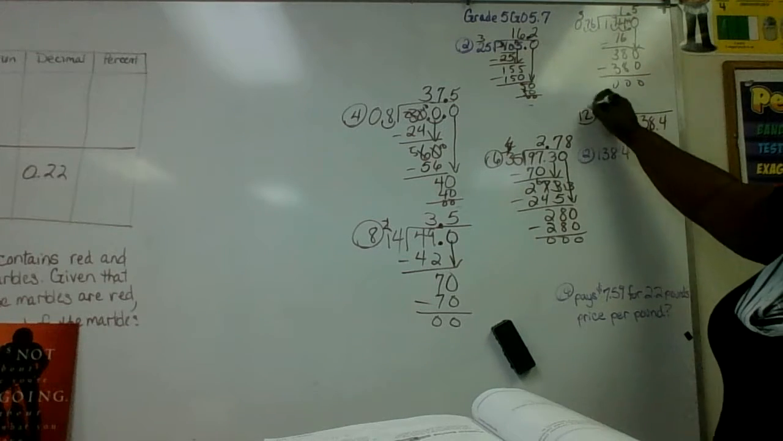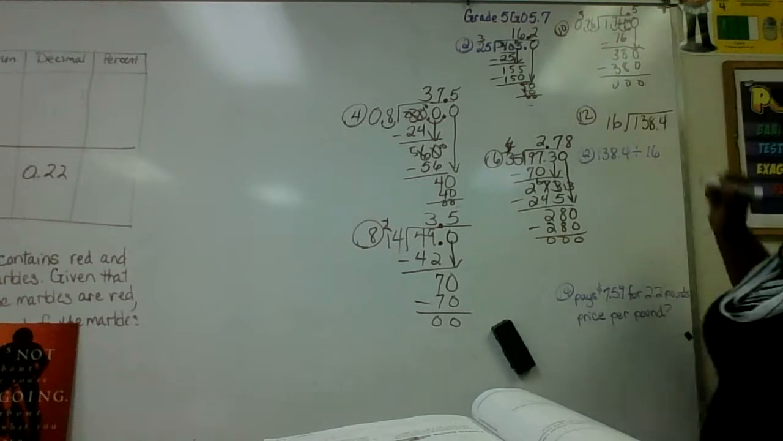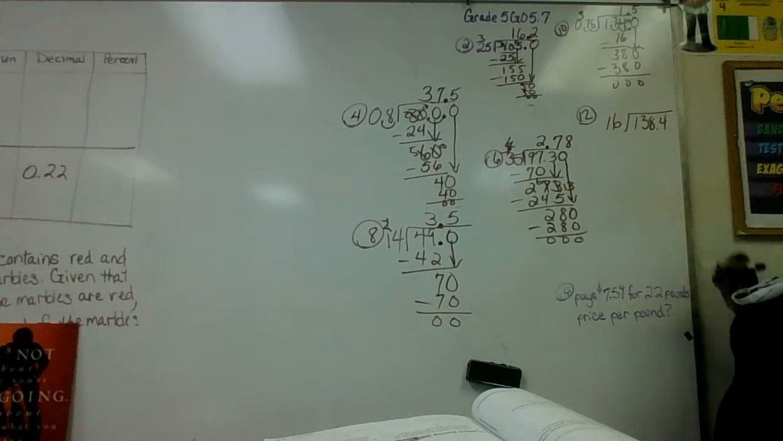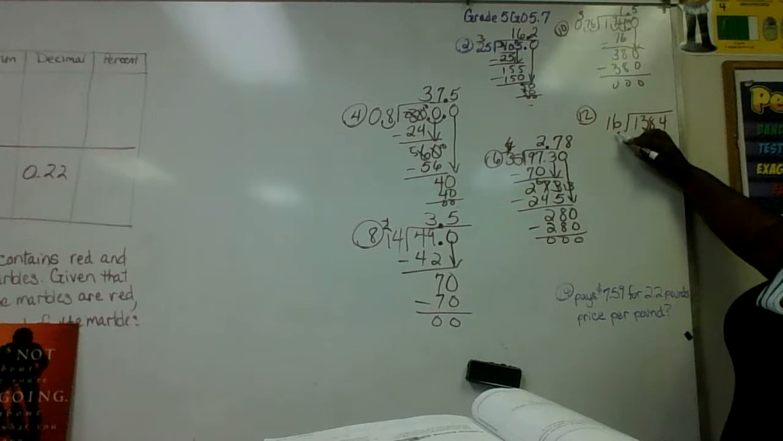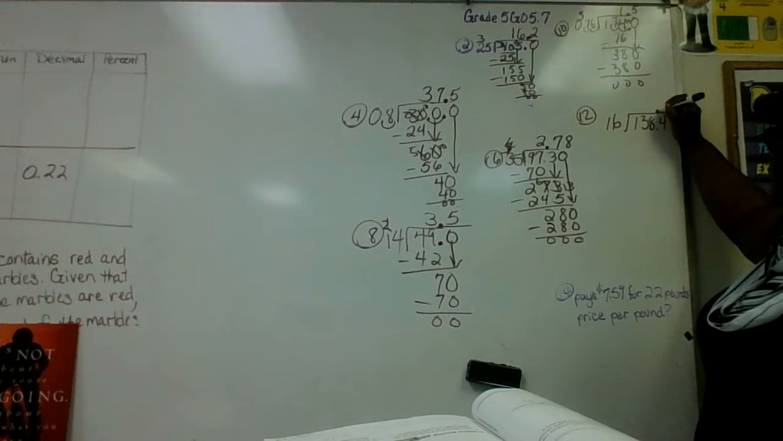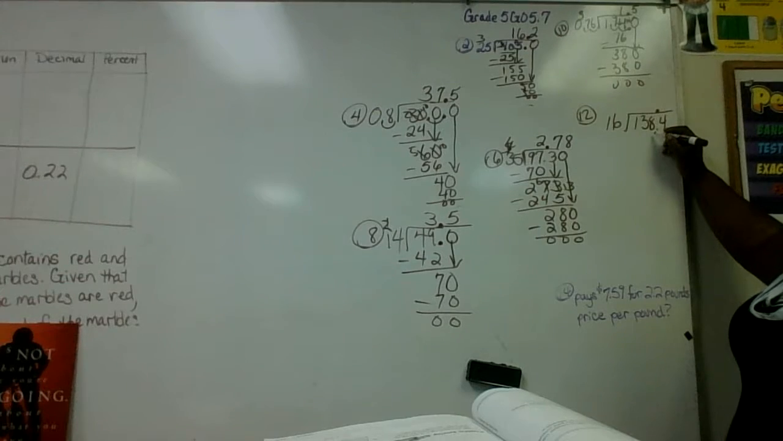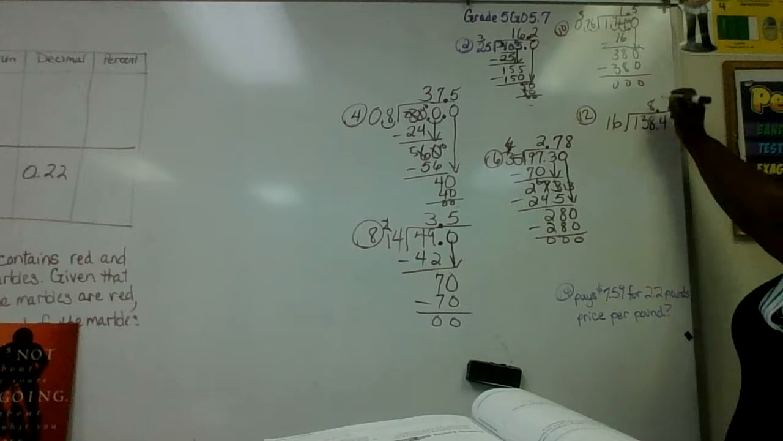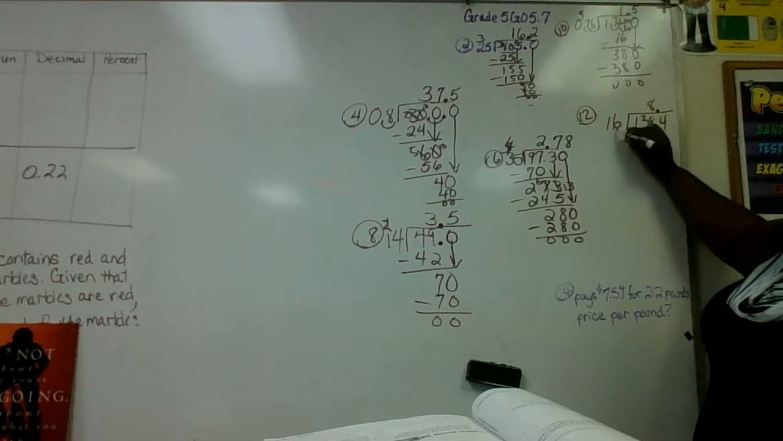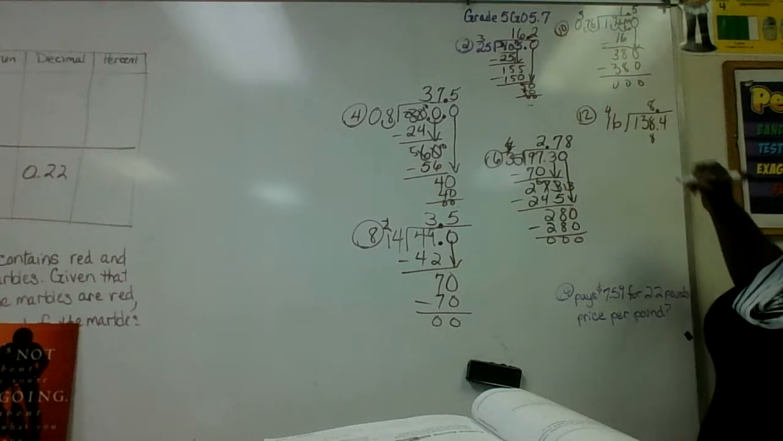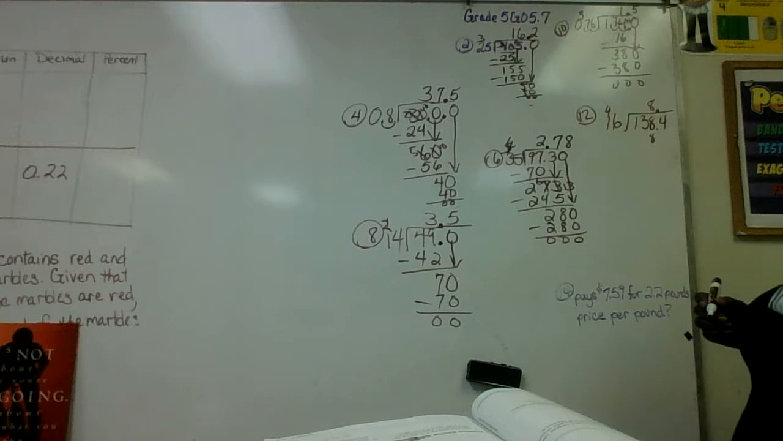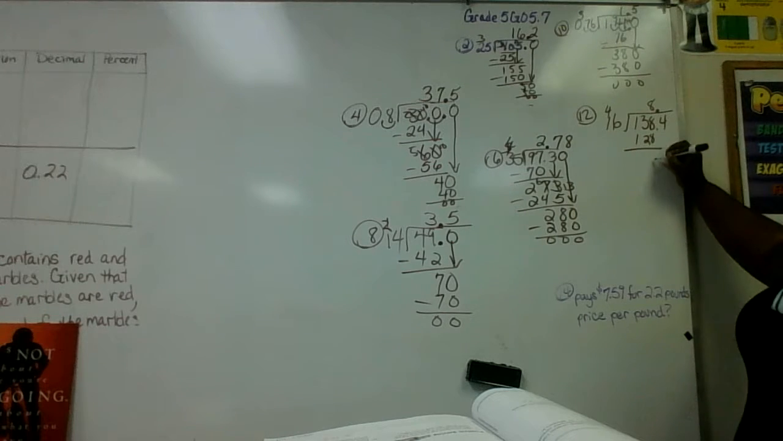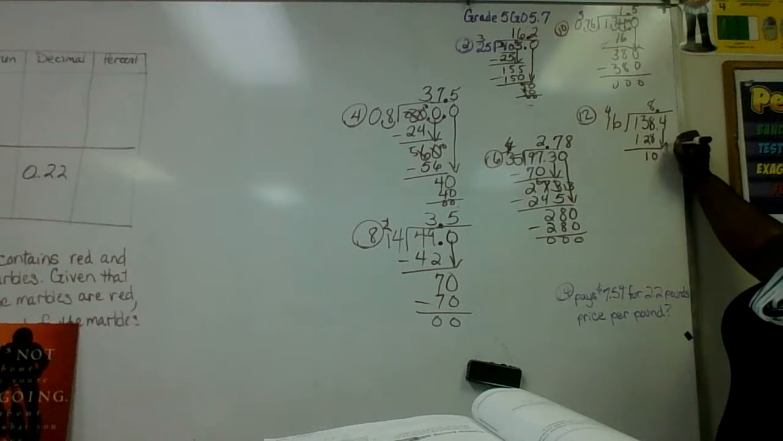All right? And therefore, here we go. We have no decimal point, so our decimal point here, we leave it where it is. How many 16s are in 138? The answer is 8. 8 times 16, we have 8 times 6 is 48. 8 times 1 is 8, plus 4 is 12. So we subtract, we have 10, bring down 4.